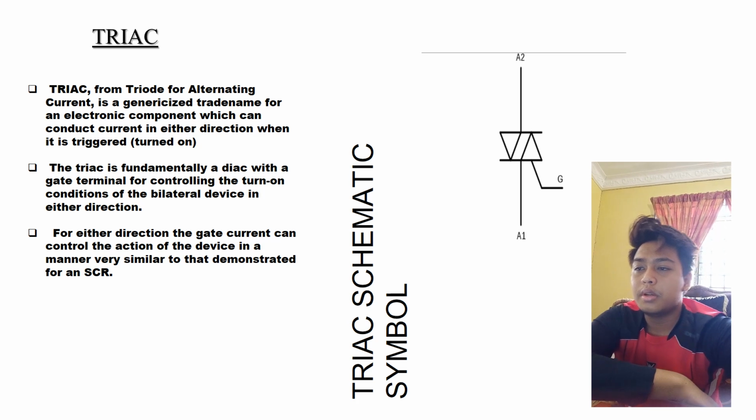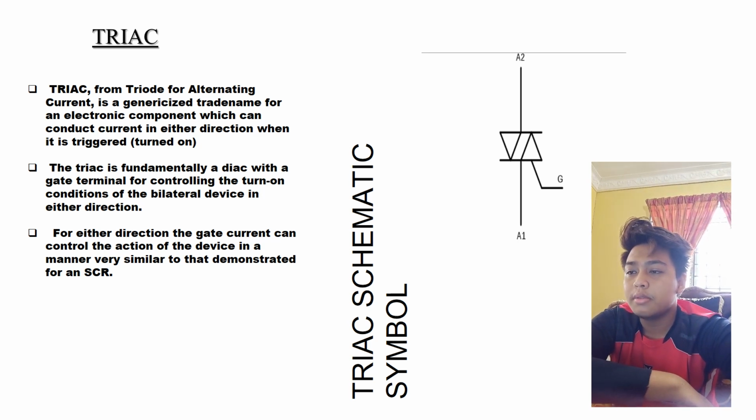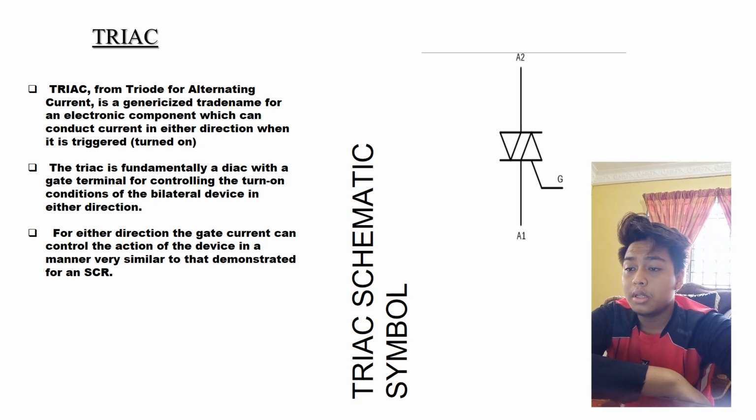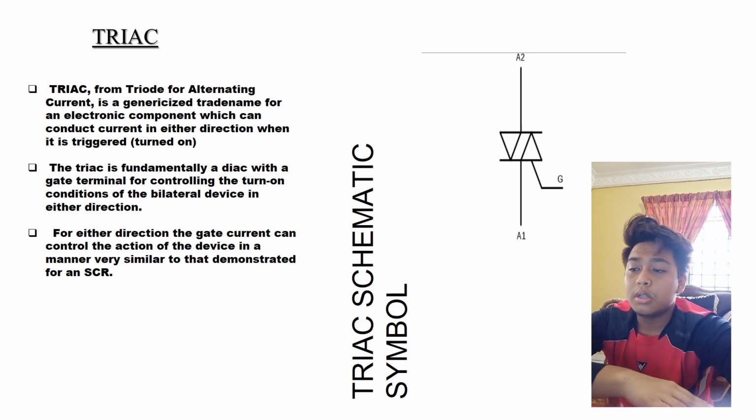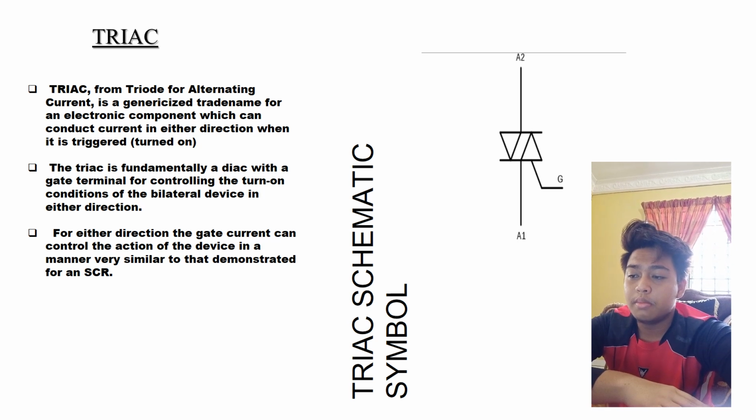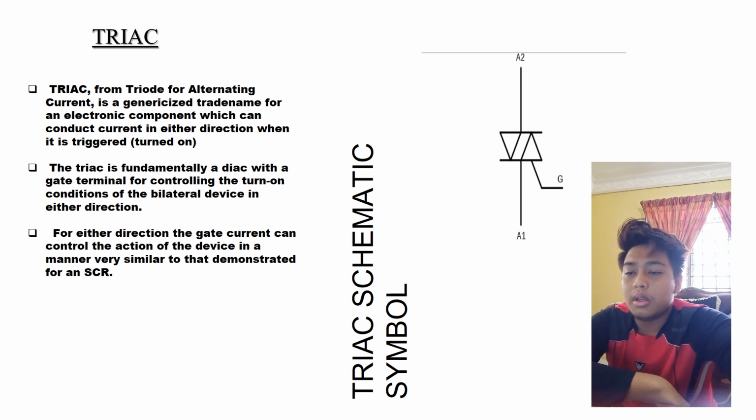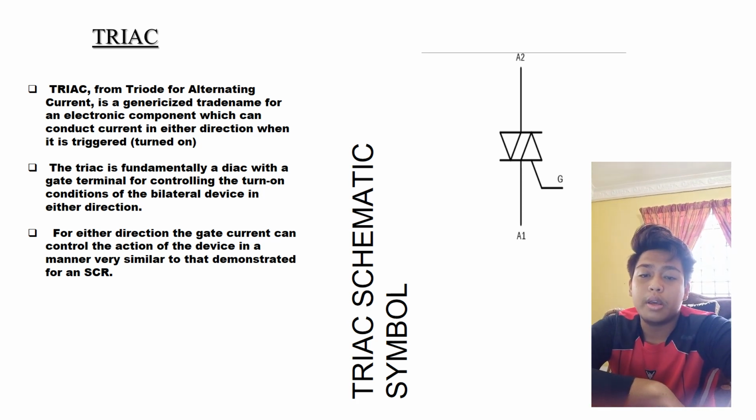TRIAC, or triode for alternating current, is a generalized trade name for an electronic component which can conduct current in either direction when it is triggered on. The TRIAC is fundamentally a DIAC with a gate terminal for controlling the turn-on condition of the bilateral device in either direction. For either direction, the gate current can control the action of the device in a manner very similar to that demonstrated for an SCR. TRIAC schematic symbol at the right.